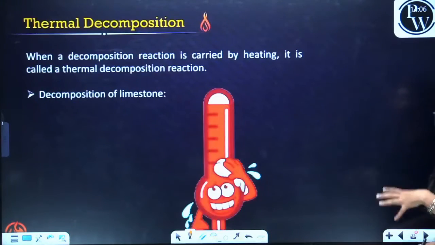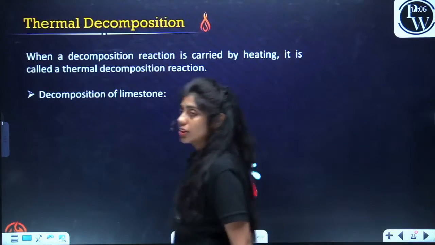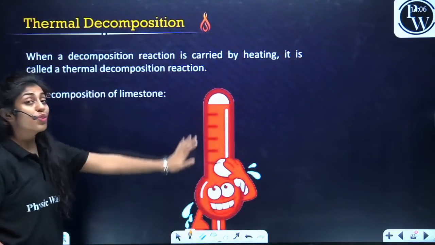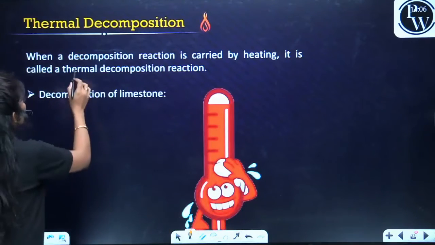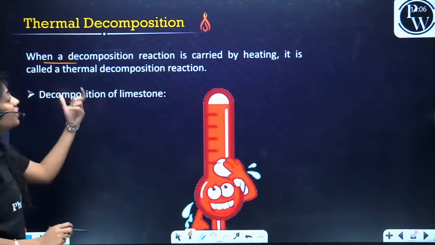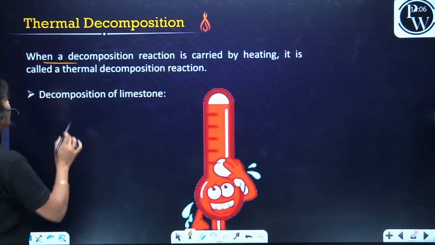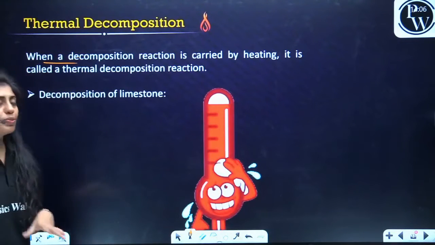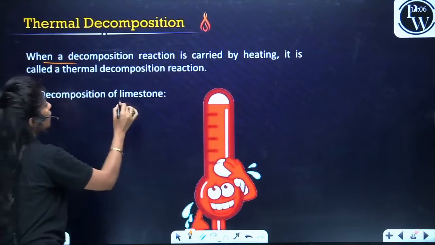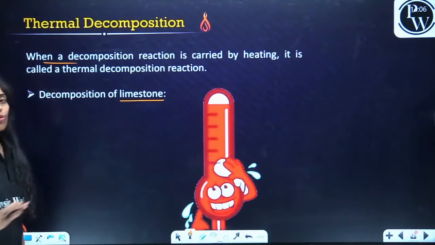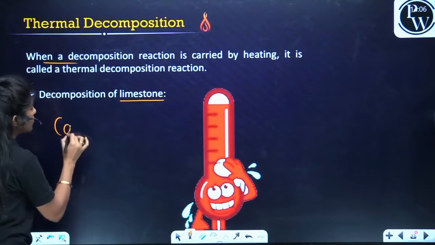So here we have thermal decomposition. You can see the temperature is very high. When a reaction is carried out by heating, that is called thermal decomposition. For example, we have the decomposition of limestone. We have already discussed what limestone is.